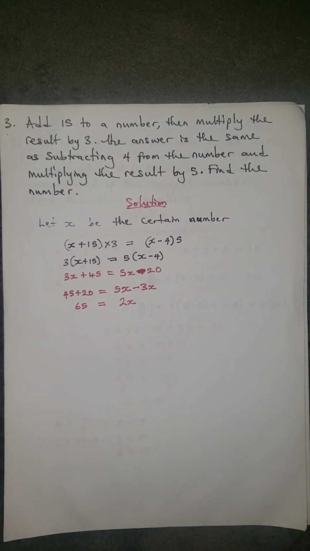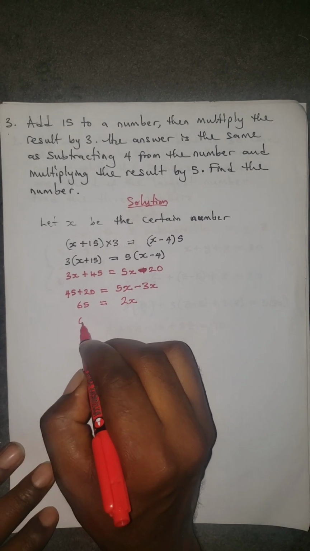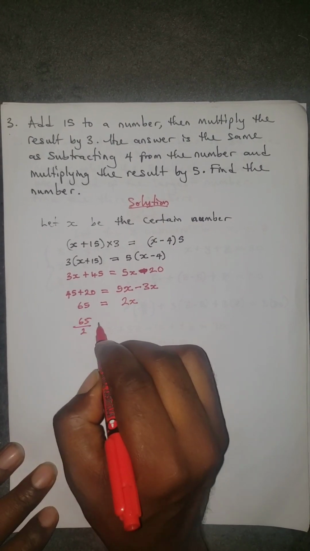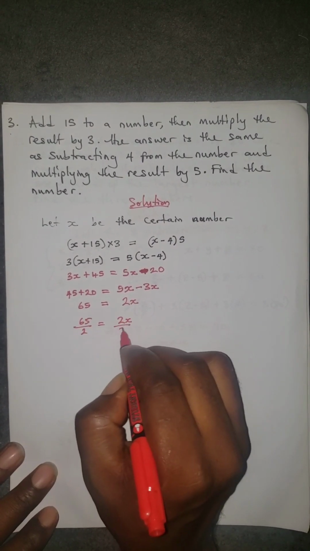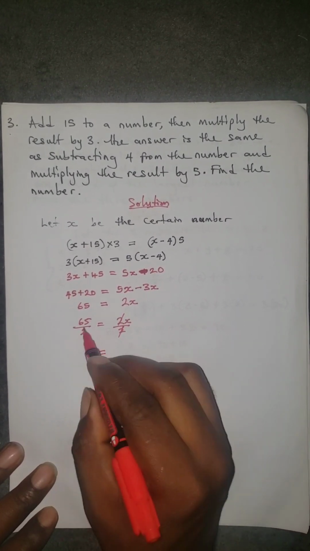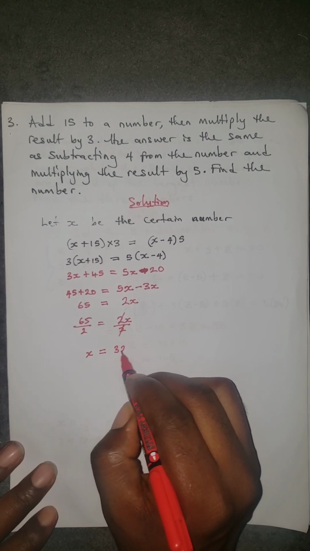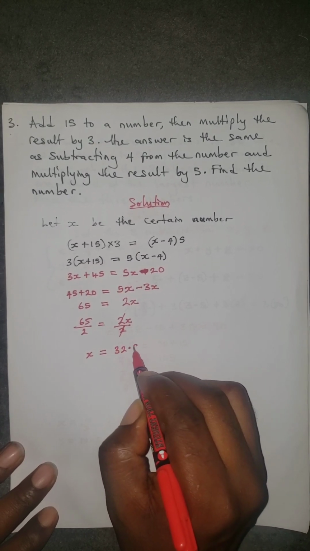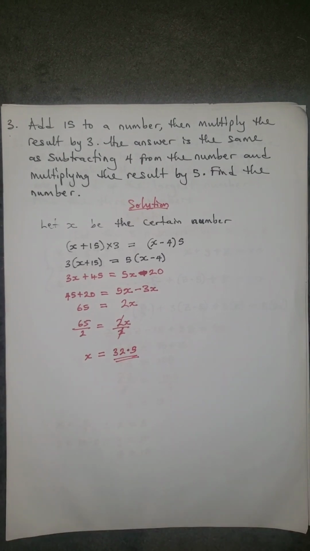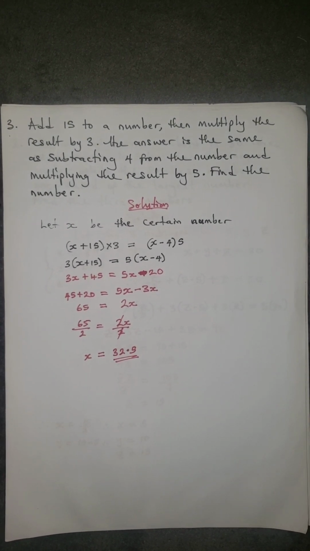So all you need to do is to divide both sides by 2. So 65 over 2 equals 2x over 2. When 2 cancels 2 here, I have x remaining. 65 over 2 gives 32.5. Okay, so that's my certain number. So let's move to the next example.